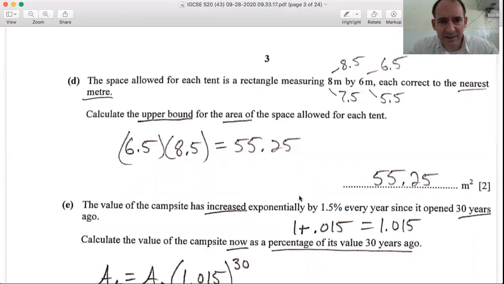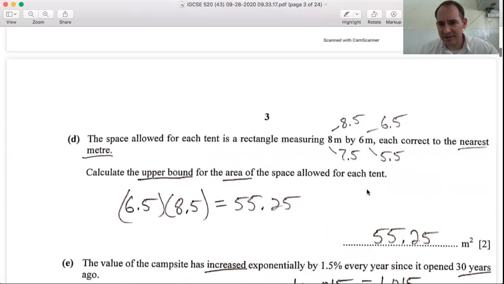Letter D, the space allowed for each tent is a rectangle measuring 8 meters by 6 meters, each correct to the nearest meter. Calculate the upper bound for the area of space allowed for each tent. So this is an upper lower bound question. The first thing you need to do is find the upper and lower bound of each individual measurement. They are correct to the nearest meter. That means we take a half meter above and below. So we get 7.5 is the lower boundary, 8.5 is the upper boundary for this measurement. Then for the 6, 5.5 and 6.5.